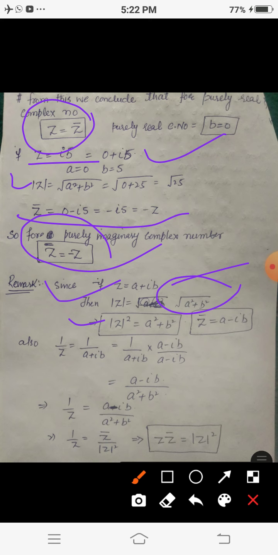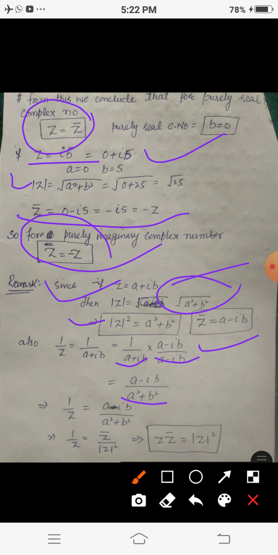Now we are going to rationalize this, because we have to convert this 1 upon z into the form of a plus iota b. So we multiply by a minus iota b upon a minus iota b. In the denominator we have a plus iota b into a minus iota b, that is a square minus iota square b square, which is a square plus b square, because iota square is minus 1. This implies that 1 upon z is a minus iota b upon a square plus b square.